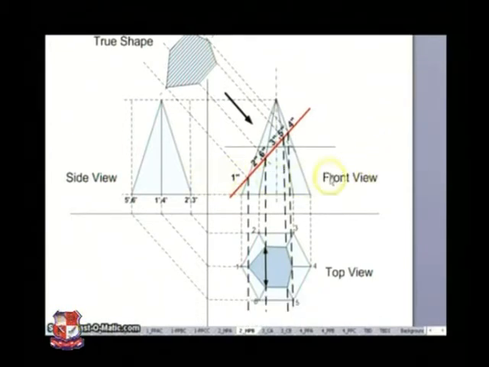Just to recap, you first draw the top view, front view, side view, then you draw the cutting plane, extend all the lines, and draw this top view after the cutting plane cuts it, and then you draw the true shape by extending all the lines here.